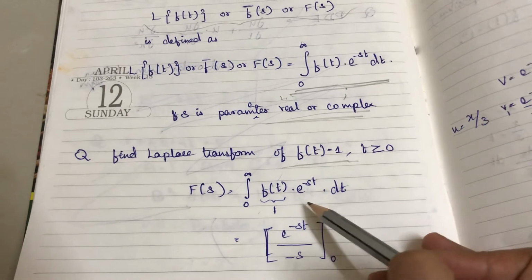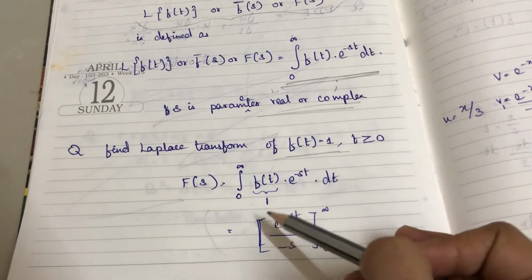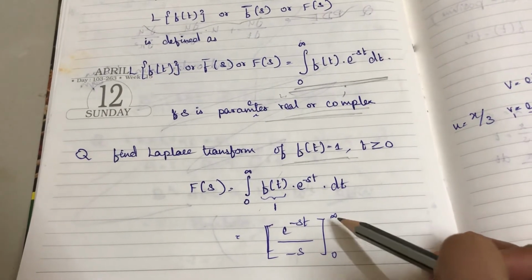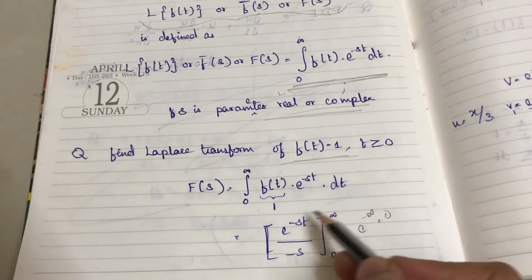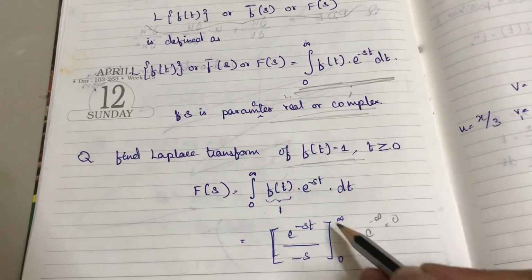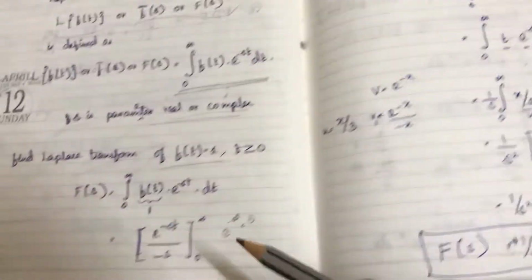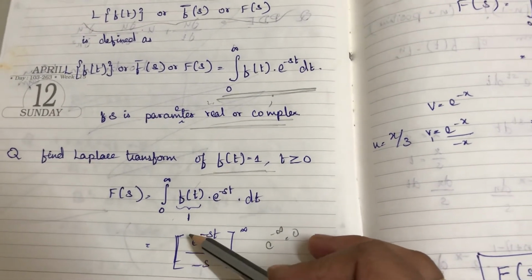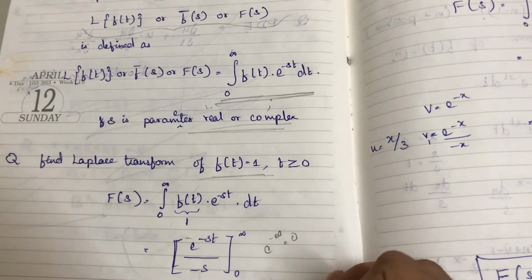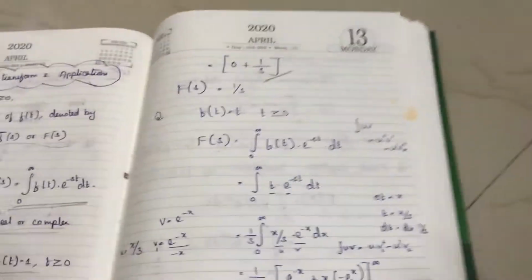And considering this term, I am just integrating it: e power minus st by minus s. So the limit is what? 0 to infinity. e power minus infinity is 0. We know that. So the first term will get 0. And if we substitute, it means upper limit minus lower limit, right? So here if we substitute 0, it will become 1. But here minus, because we are substituting the lower limit. So this minus will get cancelled. 1 by s will be here. So this is the answer.